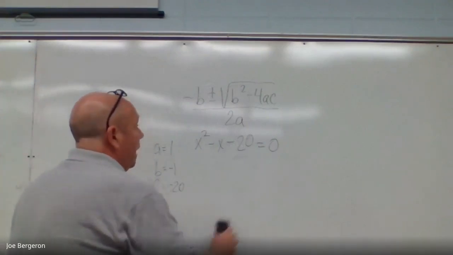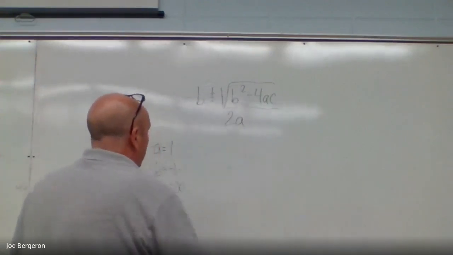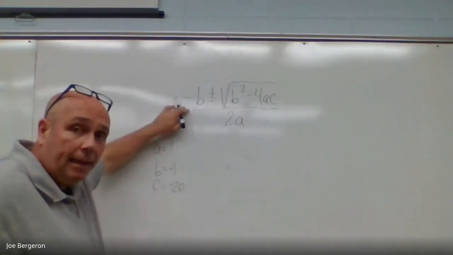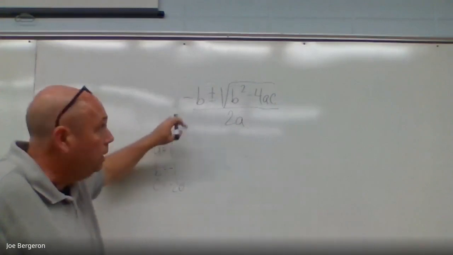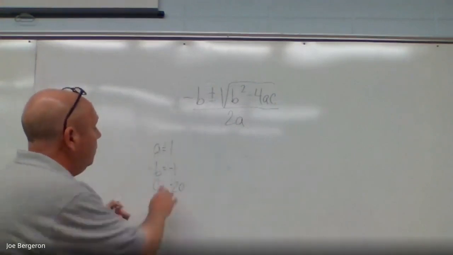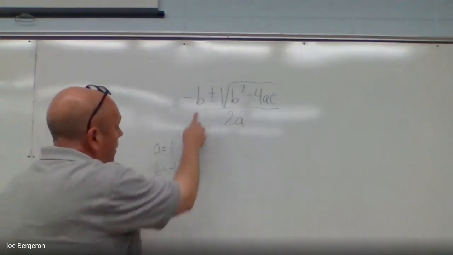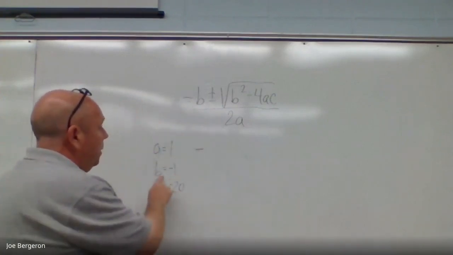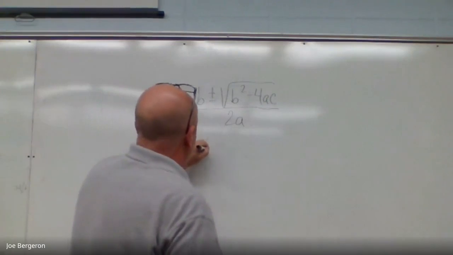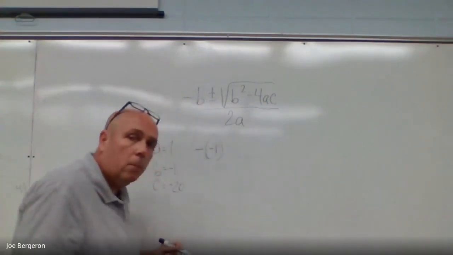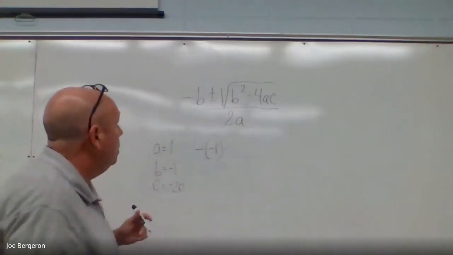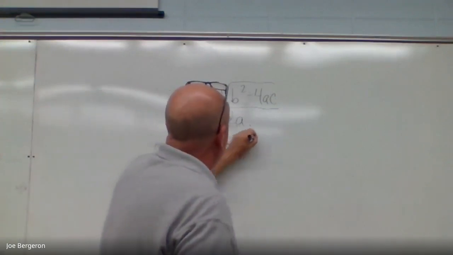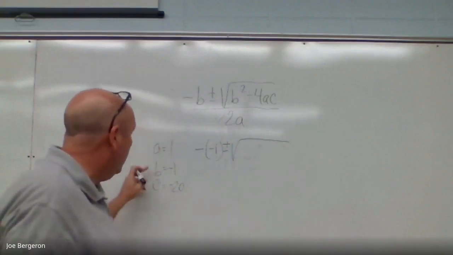All right. Now, we're going to plug these values, a, b, and c, back into our equation. Now, what does that look like? Well, the first thing we do is we put a negative sign because there's a negative sign in the equation, and then we put b. Well, what's b? It's a negative 1. Okay? Now, then we do plus or minus, and then the square root of b squared.